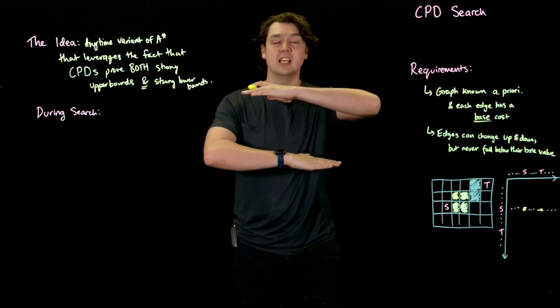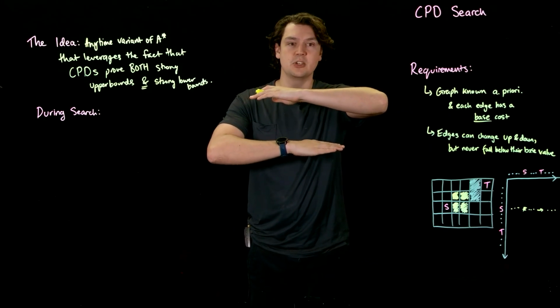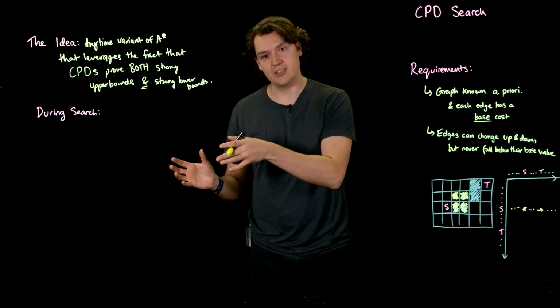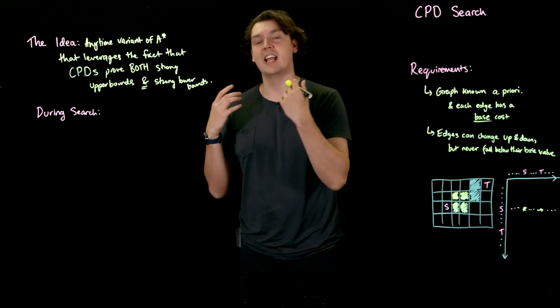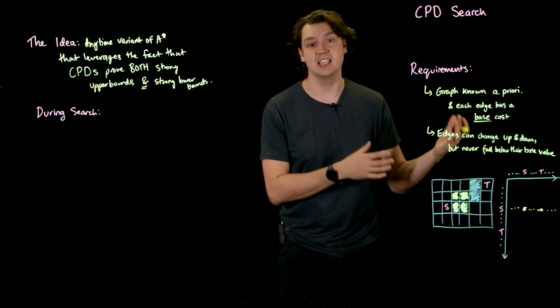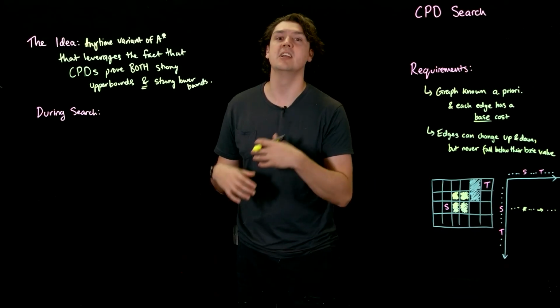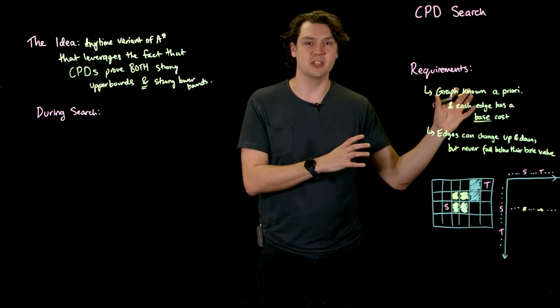If the lower bound and upper bound concepts don't make sense to you right now, please look at the previous video on this channel on anytime search and anytime weighted A-star, which is, I should have mentioned, a fundamental prerequisite for everything we're looking at here, okay?